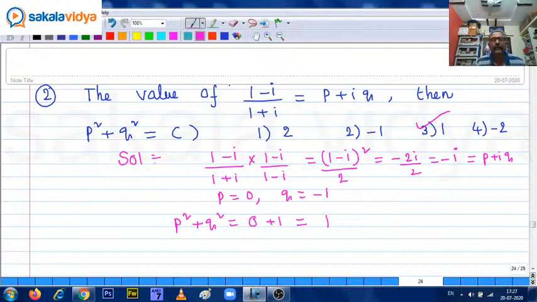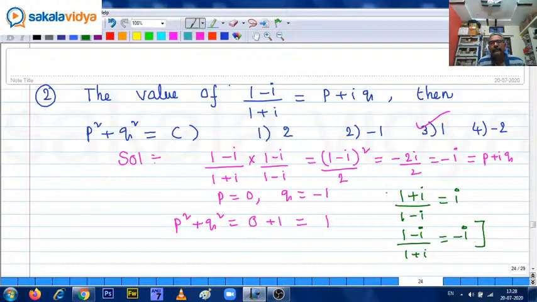So hereafter all of you remember this one also: (1 plus i) by (1 minus i) is i, and (1 minus i) by (1 plus i) is minus i. Please remember these points. This will be very, very important.